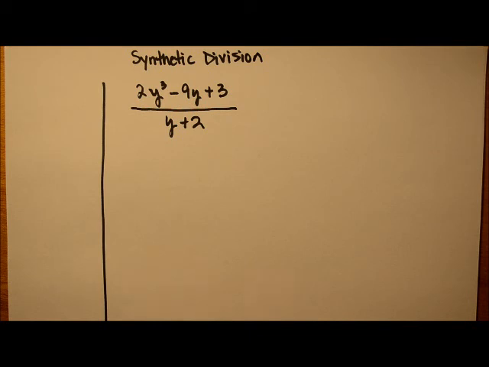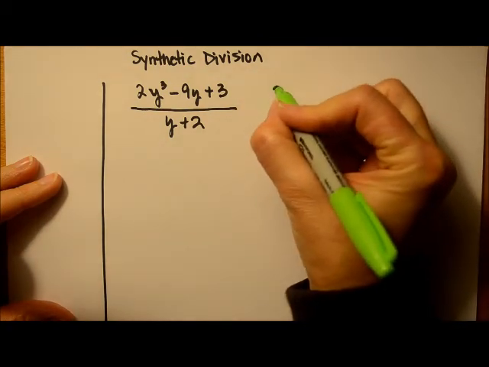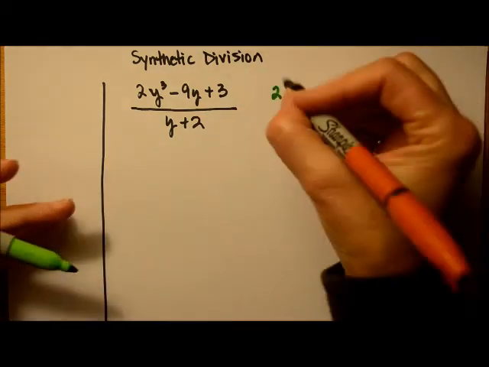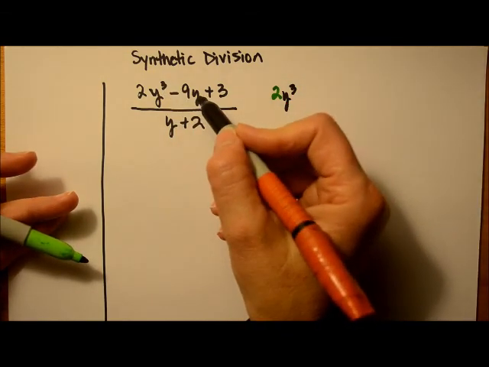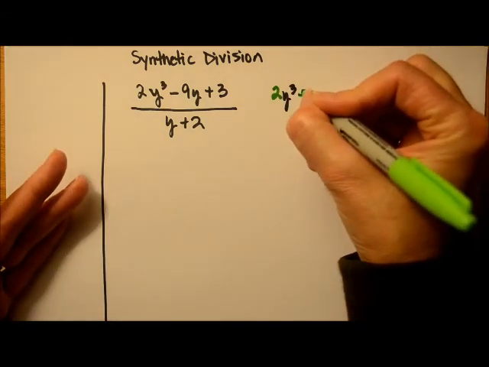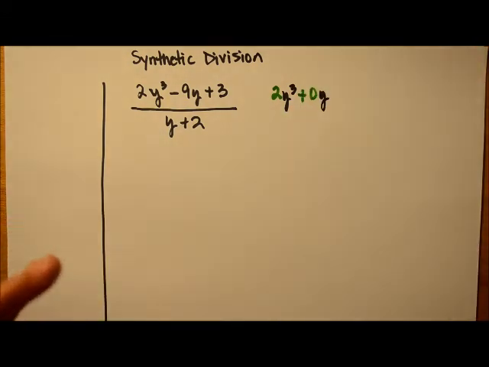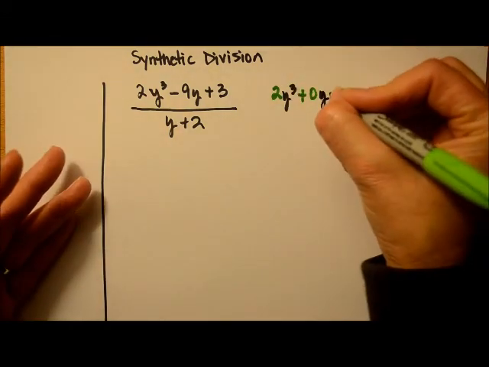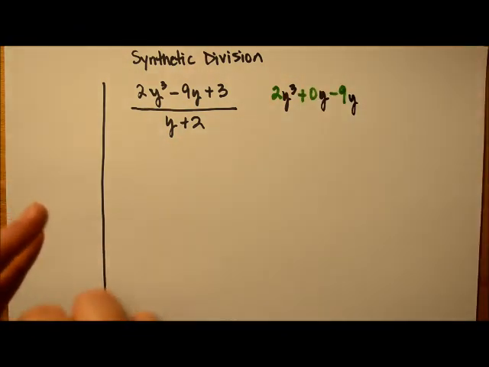Okay, now step 1. Check for decreasing degree. All right, I have 2y cubed, but then it goes from y cubed to just y. Well, I need that placeholder. Remember, we did that with long division. So I'm just going to go plus 0y. You have to have that placeholder. Minus 9y plus 3.